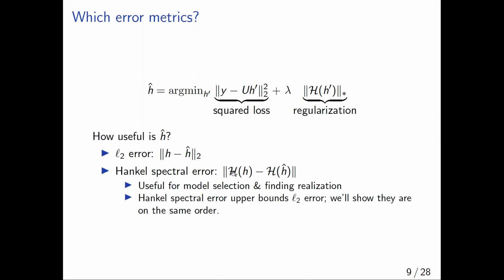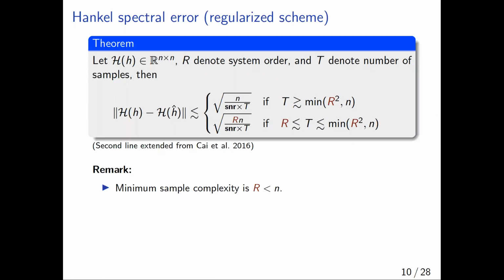Essentially, Hankel spectral error is always an upper bound on the L2 error, but we show that they're actually close to each other order-wise. So here's the result about the Hankel spectral recovery error. Suppose the Hankel matrix is n by n, R denotes the system order, and T denotes the total number of samples, meaning the number of output measurements. Then we have the following bound on the spectral error of the recovered Hankel matrix. There are two regimes. The top regime is when the number of samples is bigger than order R squared, and we are hiding log factors by these tilde inequalities. When T is larger than order R squared, the error will scale as n over the SNR times the square root of T, which is the right order to have. It's actually optimal, as studied, for example, in the paper by Oymak and Ozay.